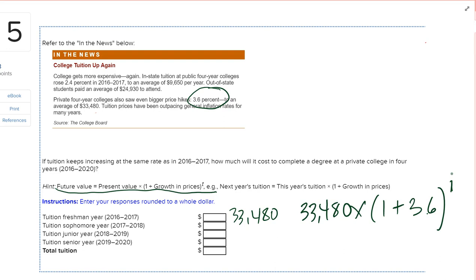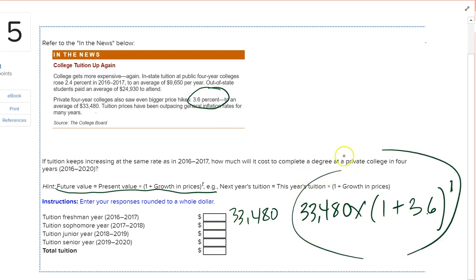So we do that calculation, and we get the future value of this in 2017, 2018. We're then going to take that value and put it into the same formula for the next calculation. Instead of being 33,480, it'll be whatever we got from this calculation here.